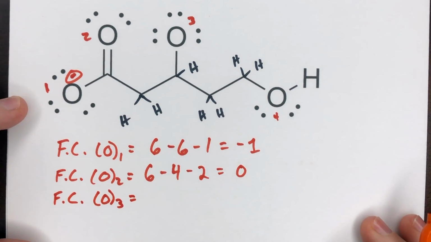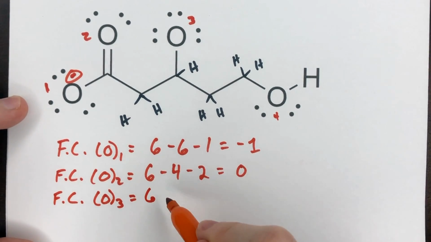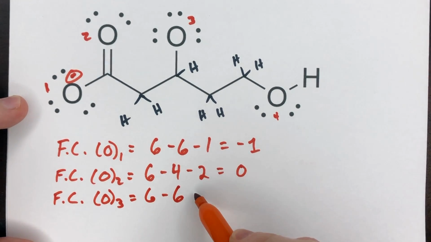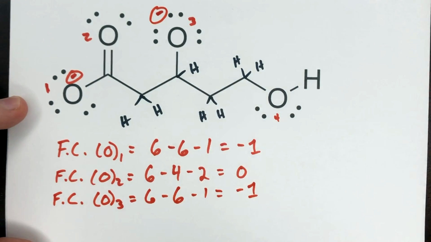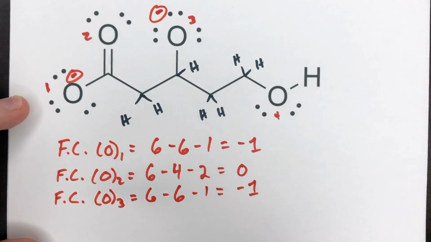Okay, now if we look at oxygen number 3, again, valence is 6. You subtract the number of lone pair electrons. There are 6. We subtract the single bond to that carbon, and that is negative 1. So there is a negative 1 formal charge on oxygen number 3.